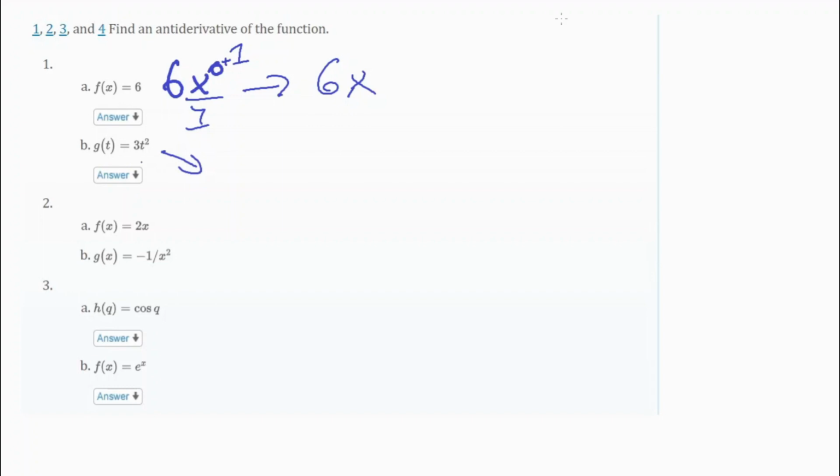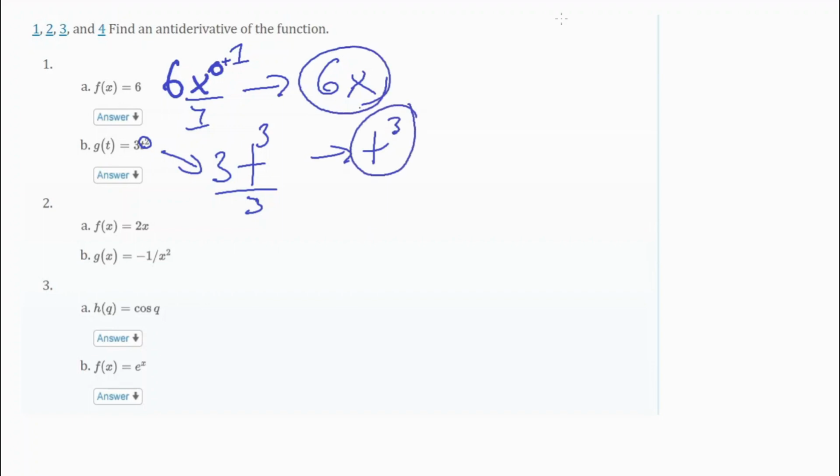And b is going to be 3t squared. So to find the antiderivative, we're going to add 1 to the exponent, so it's going to be 3. And we're going to divide by 3 as well. So 3 over 3 is going to be 1. So we're actually going to be just left with t to the cubed power. And those are going to be the answers for number 1.